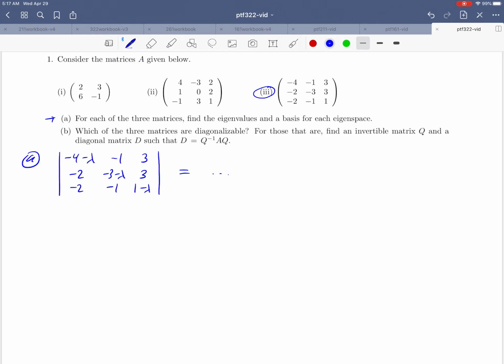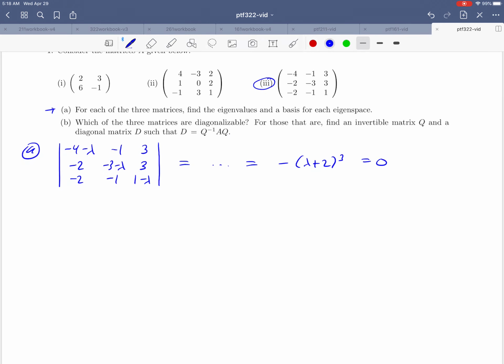If you do that, this actually winds up coming down to a nice simple factorization of negative lambda plus 2 cubed. Okay, so it's kind of interesting. You set this equal to 0. There's actually just one eigenvalue. It's repeated 3 times in this case. All right, and so we've just got one eigenvalue to check for eigenvectors. So let's take a look at what happens if we do that.